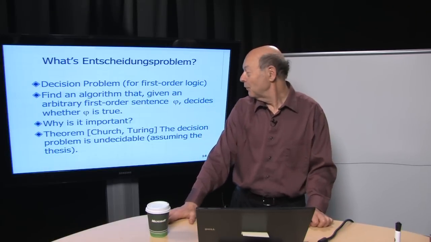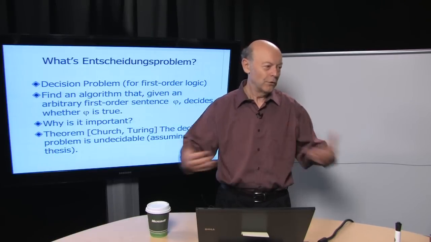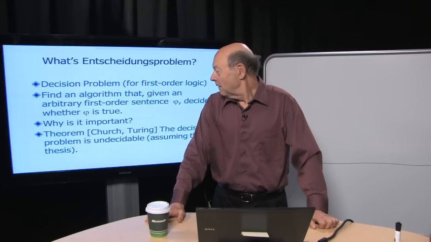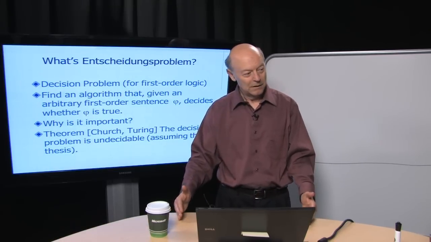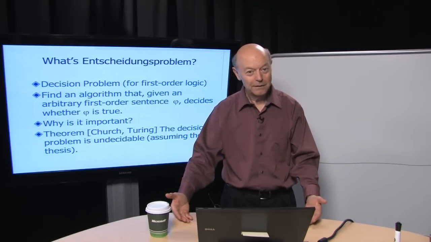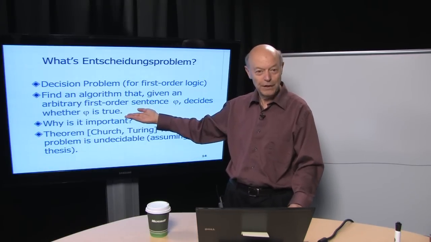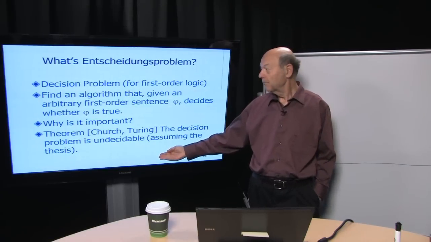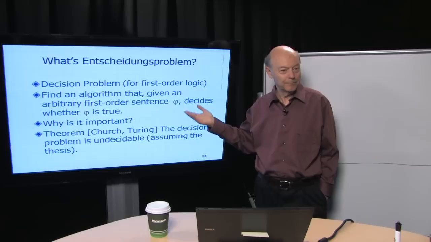Church stated a conjecture that there is no such algorithm. Or more exactly, he stated the conjecture that I mentioned earlier, and then proved a theorem that if we accept his conjecture, then there is no algorithm. It would be a theorem that there is no algorithm. So the decision problem for first-order logic is unsolvable.